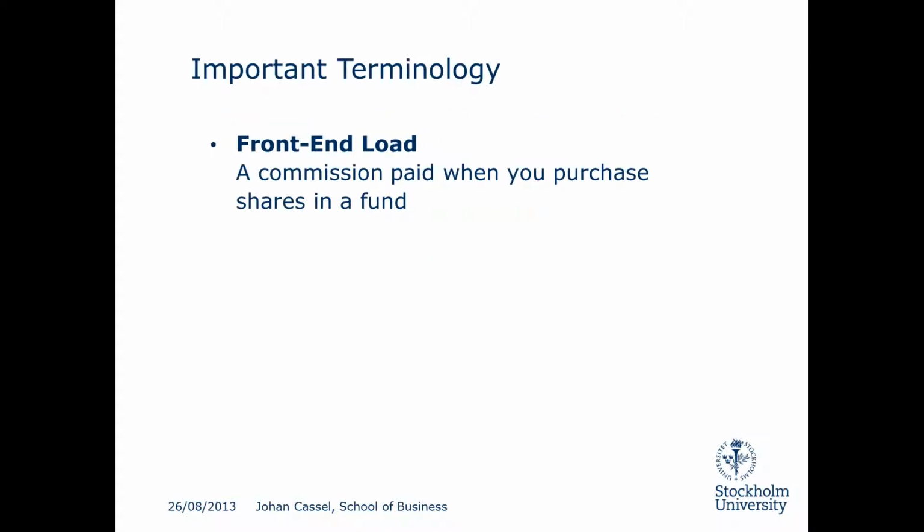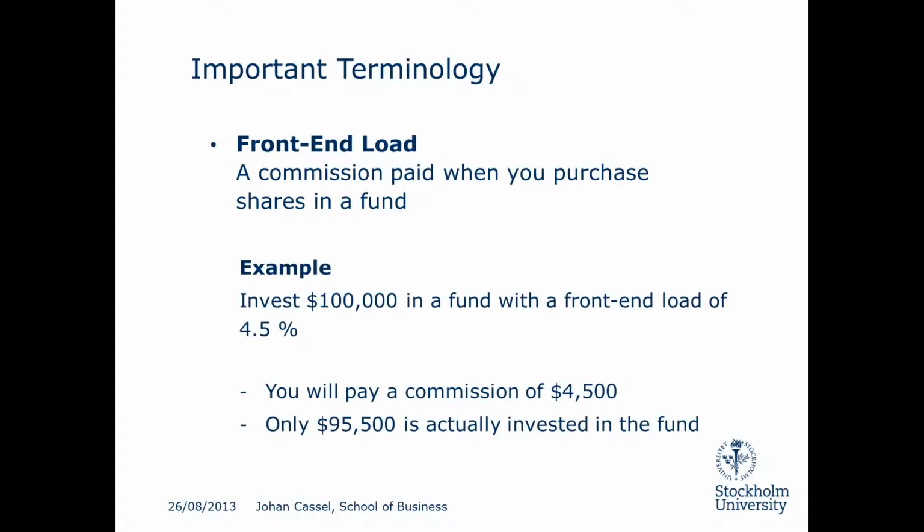We begin with the front-end load, and the front-end load is a commission that you pay when you purchase shares in a fund. And it works in a way that if you would like to invest $100,000 and they have a front-end load, then part of your initial investment is going to be paid as a commission. So, for example, if you want to invest $100,000 in a fund with a front-end load of 4.5%, then you will pay a commission of $4,500 and only $95,500 actually invested in the fund.